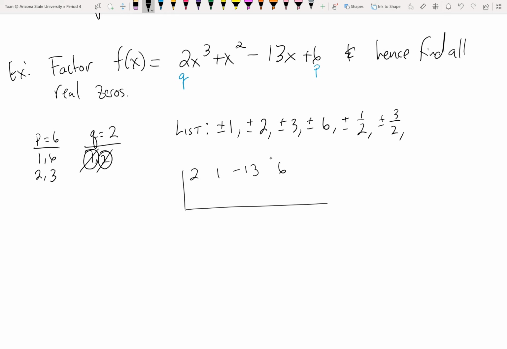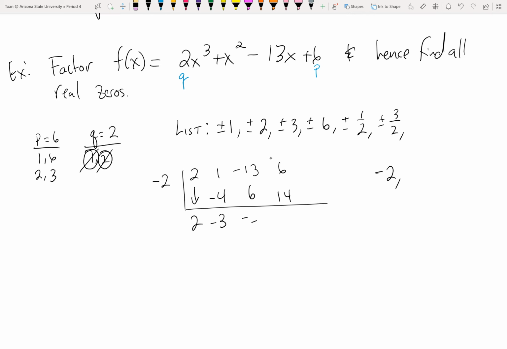0 is not on this list. Negative 2, I heard. So let's just guess. It might be right, it might be wrong. We don't know until we try. So 2, negative 4, negative 3, positive 6. That's going to be a negative 7. That's a positive 14. So you see here how the remainder was not 0. So all this work tells me that negative 2 does not work.